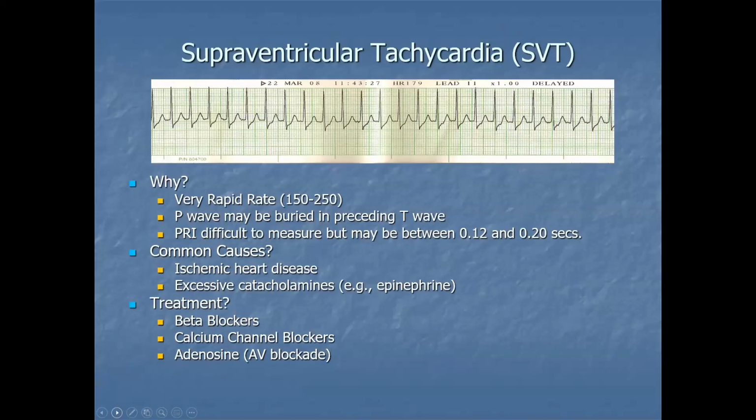Supraventricular tachycardia. It's really not one dysrhythmia. This slide kind of infers it is, but some of the others that follow that I'll be talking about are technically under this umbrella as well. Very rapid heart rate of 150 to about 250. The P wave may be buried, so it's there. The problem is you can't really see it because the rate is so high. It's buried in the QRS. As is the PR interval, it is difficult to measure, but it may actually be normal. Common causes: ischemic heart disease, excessive catecholamines. Treatment: beta blockers, calcium channel blockers, or adenosine.